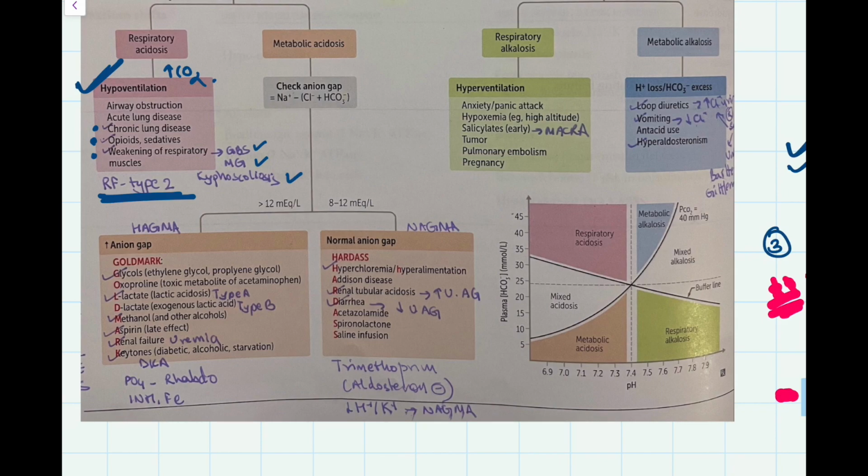While the cause of respiratory alkalosis would be hyperventilation, right? Due to increased CO2 washout leading to a decrease in CO2. The causes are anxiety and panic attack, where the patient hyperventilates, then salicylates. We studied MARA, that is metabolic acidosis with respiratory alkalosis. Other causes are pulmonary embolism and pregnancy. Right, this question was asked this year, that the primary disorder in pregnancy is respiratory alkalosis.